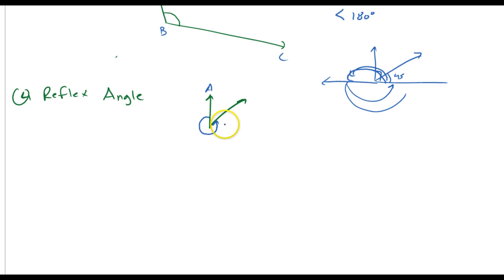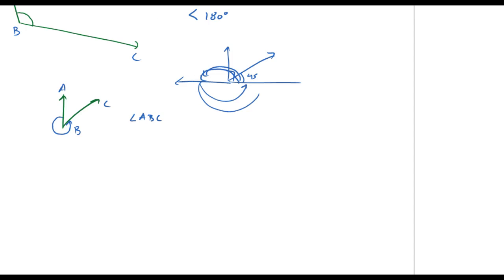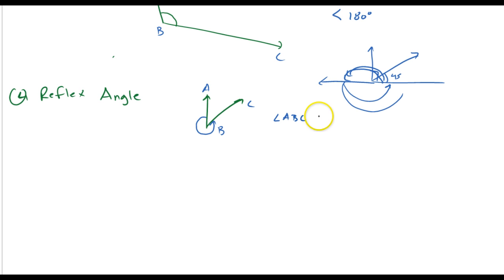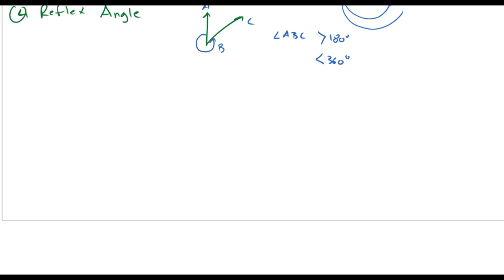So if this was A, B, and C, okay, the property, the rule, I should say, is angle ABC has to be greater than 180, but less than 360 degrees.